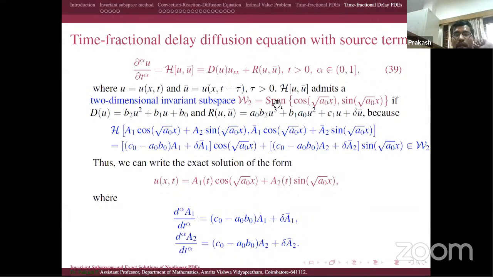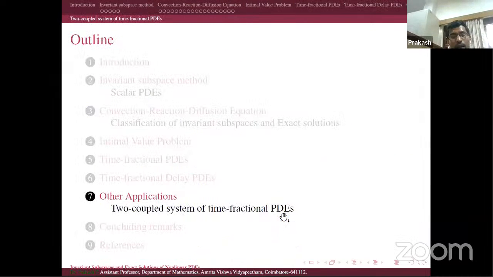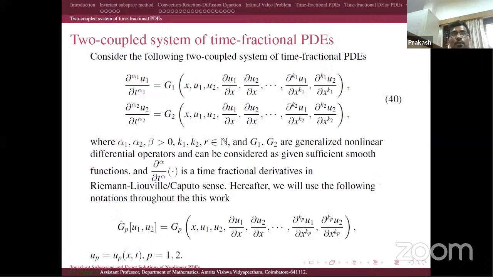If this two-dimensional trigonometric subspace is invariant under the cubic operator, that is, it satisfies the invariant condition, then we can write the exact solution of the delay diffusion equation with source term in this form, where a1 of t and a2 of t satisfy the system of ODEs. So here, under other applications, we can extend this method to a two-coupled system of time fractional PDEs, and to a two-coupled system of time fractional PDEs in higher dimension also.